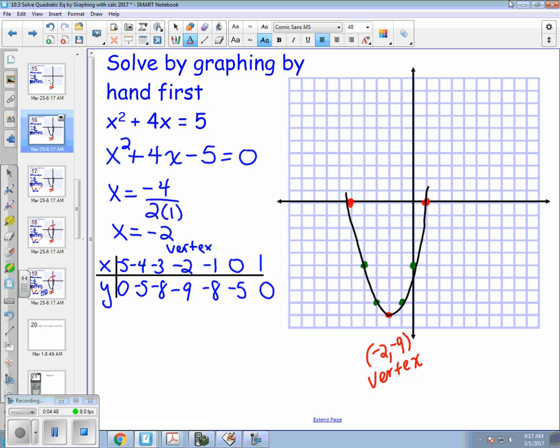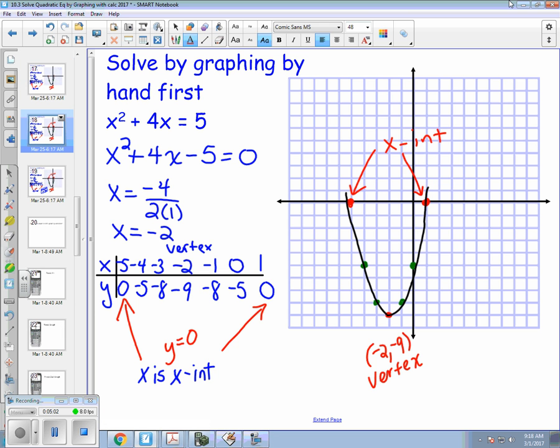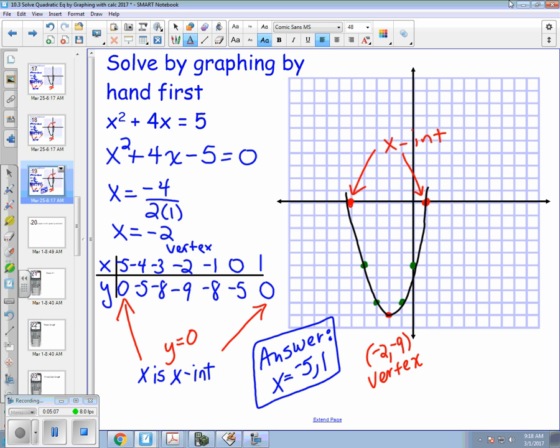I'm going to draw my parabola through those. My y being 0 means that the x's there are my x-intercepts. I have found the solutions to my problem, and I will write my answer as x equals negative 5, 1. Showing all of this, the xy table, the graph, my answer being negative 5, 1, shows that I graphed this by hand.